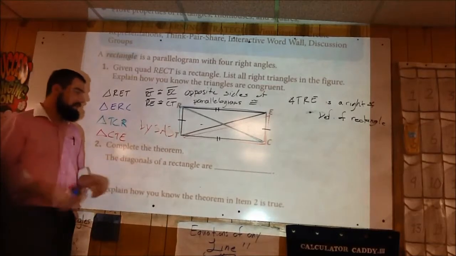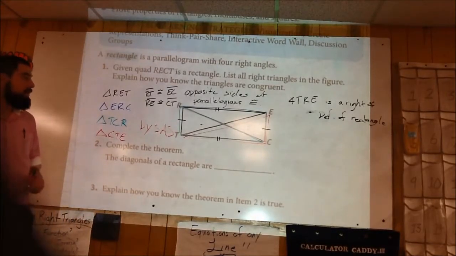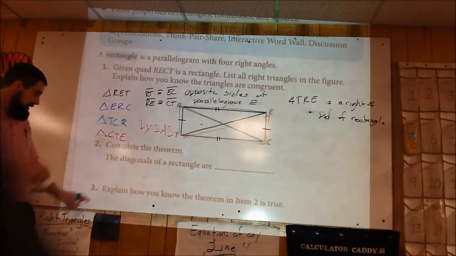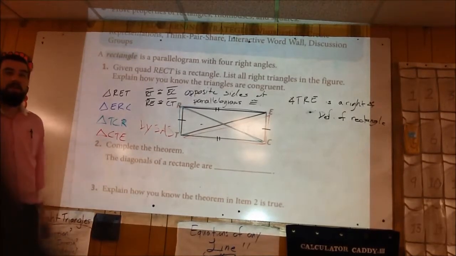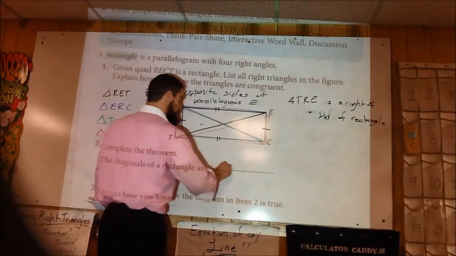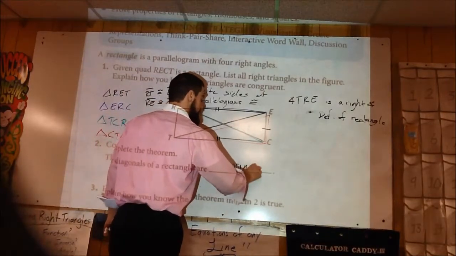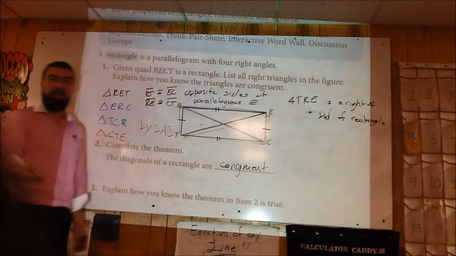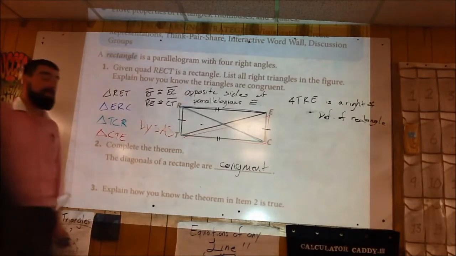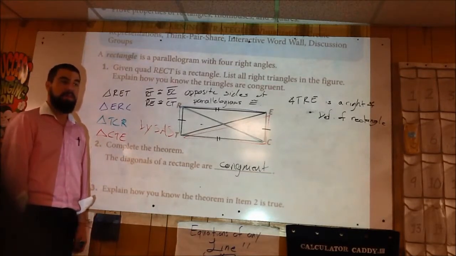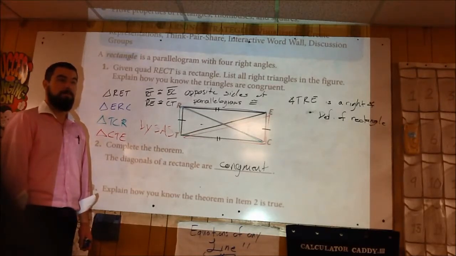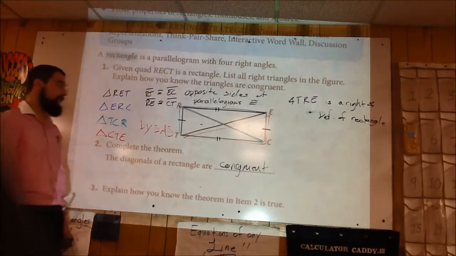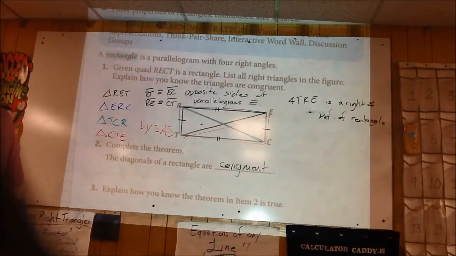Okay, so it says complete the theorem. The diagonals of a rectangle are congruent. Okay, and then it says explain how you know the theorem in item 2. So how do you know that they are congruent? If I told you to prove it, what would be your last reason, your justification? Corresponding parts, right. So this is CPCTC.